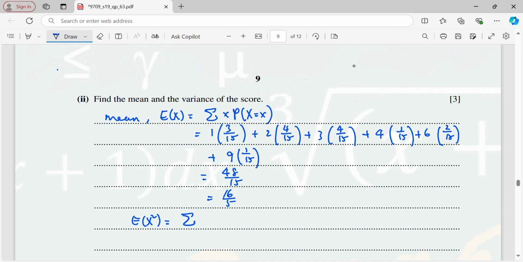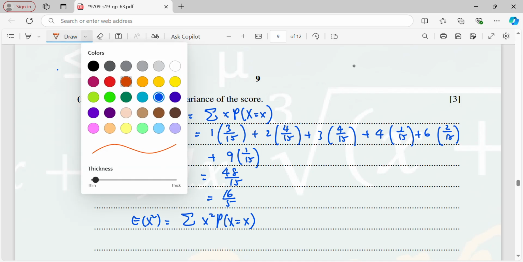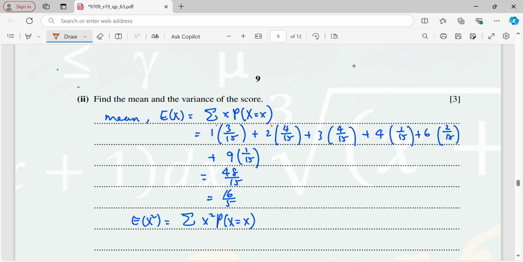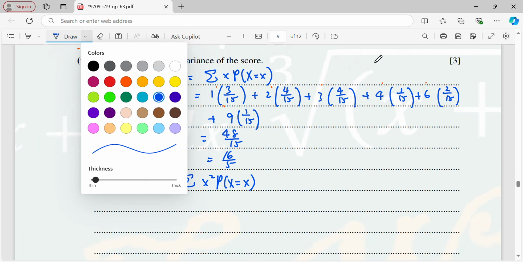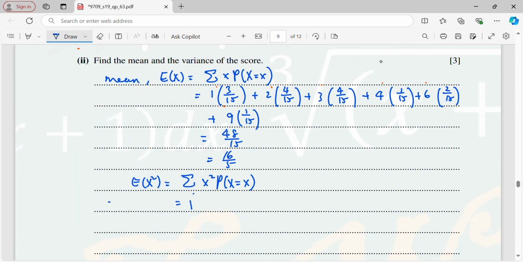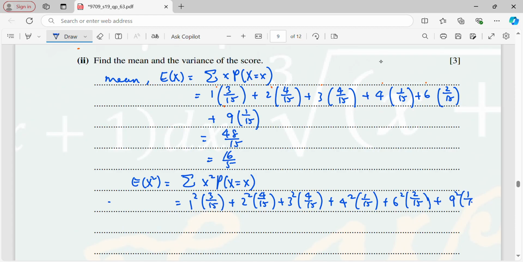So to get the variance, we need to calculate the EX squared first. EX squared is basically summation x squared times the p. So for all the x, you square it. The rest you copy. So now I will write, this is equals to 1 square, 3 over 15, plus 2 square, 4 over 15, plus 3 square, 4 over 15, plus 4 squared, 1 over 15, plus 6 square, 2 over 15, lastly, plus 9 square, 1 over 15.